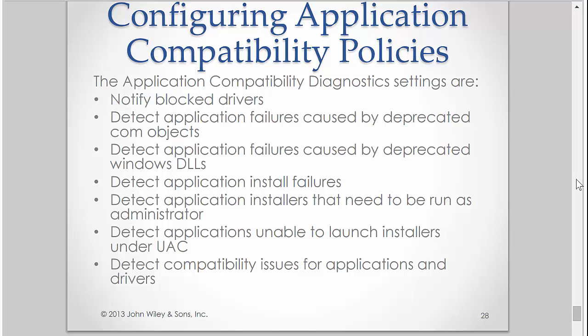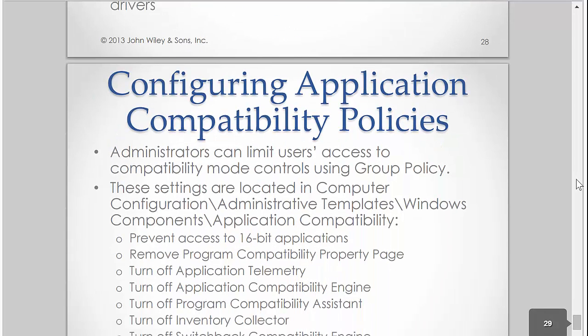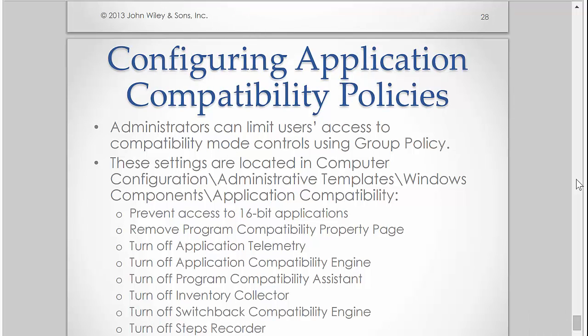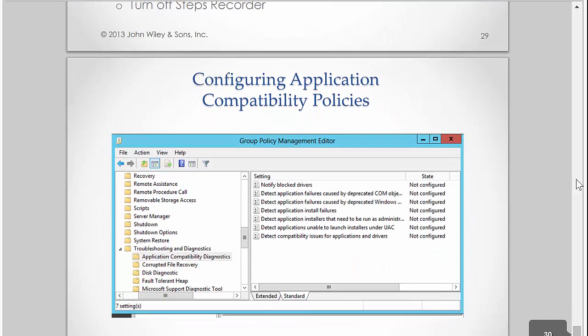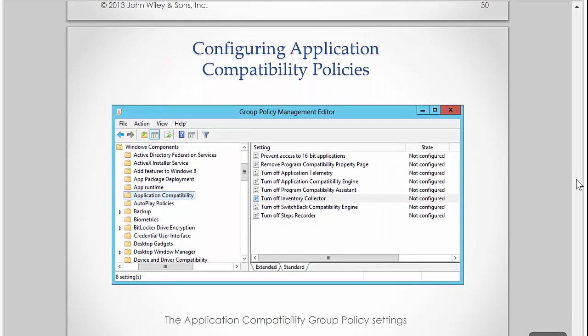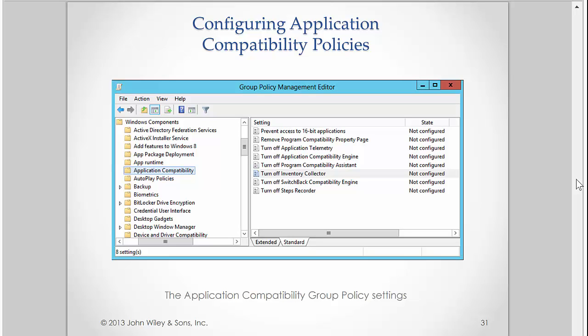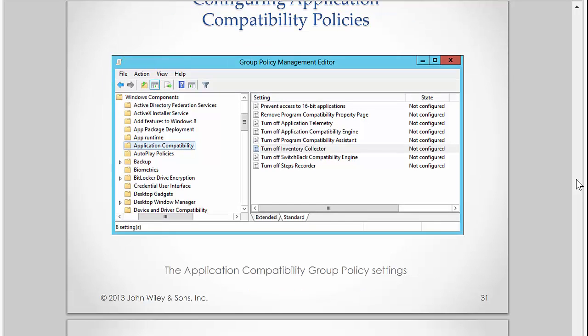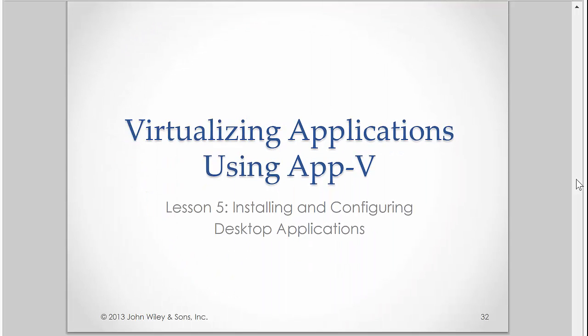So you can read through these: notify, block drivers, detect applications. These are all things that we can configure. Incompatibility policies, do we want to turn off the compatibility engine? Maybe we don't want older applications to run, for example. So we can get into group policy management and do a lot of these things as well. One of the big ones may be, at least in my environment, to turn off the requirement for signed drivers, because I inevitably will get a driver that's not signed, and the default is to not install it. So again, configuring application compatibility, prevent access to 16-bit applications, remove program compatibility property page, do a lot of these things. That way the end user doesn't necessarily make mistakes with their computer, break it, etc.